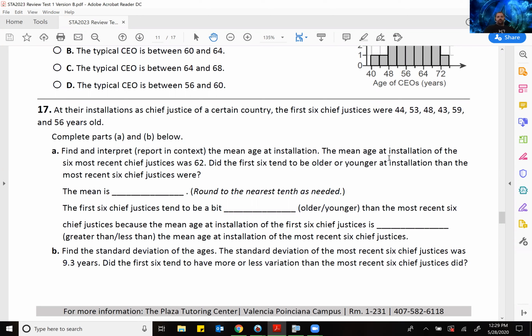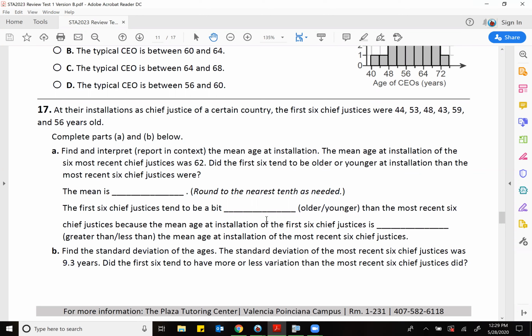Okay. So we know what our mean is, right? Now there's a second question to this. So there's 2 questions to this. It said, did the first 6 judges tend to be older or younger at installation than the most recent 6? So the most recent 6 had a mean age of 52.62. So were the first 6 older or younger? Younger. There we go. So there are 2 questions in that part A.